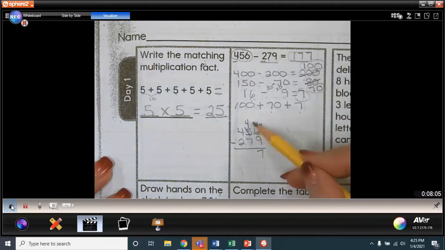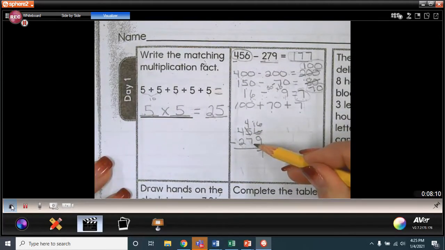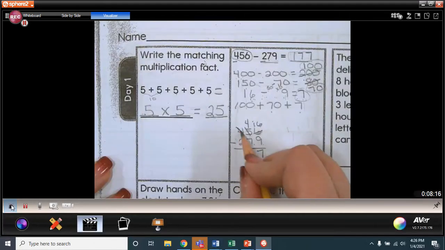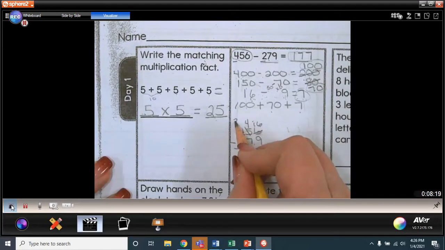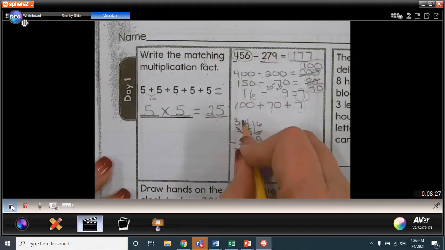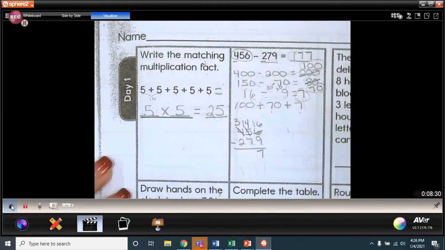Now, we have 40 here. We want to subtract 70. Cannot do because we don't have enough tens to subtract these 7 tens. So that tells me I need to borrow 100, which is going to leave me with 3 hundreds. And I'm going to take that 100 and regroup it as 10 tens. So I have 10 tens and another 4 tens. So 10 and 4 makes 14 tens, which is 140.